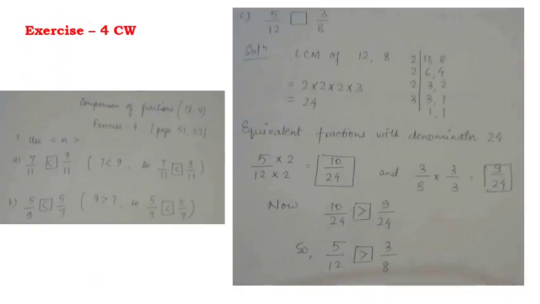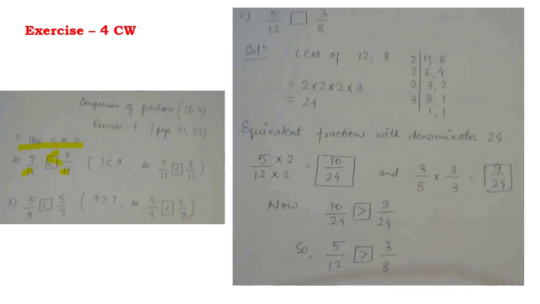Okay. Let us see some examples of exercise 4. Question number 1, they are asking to use the less than or greater than sign. The first one is 7 by 11 and 9 by 11. Can you see they are like? Both of them have 11 as their denominator. So obviously 9 by 11 is greater. So we will use the greater than sign.